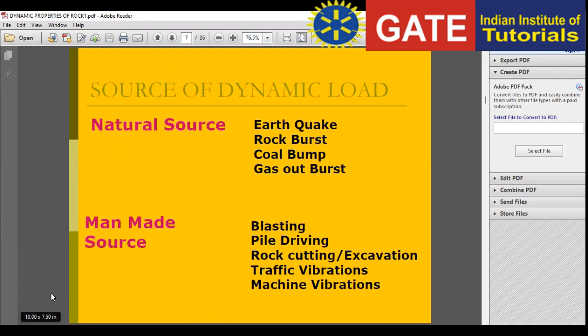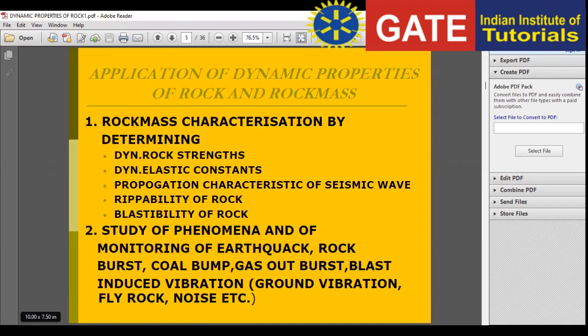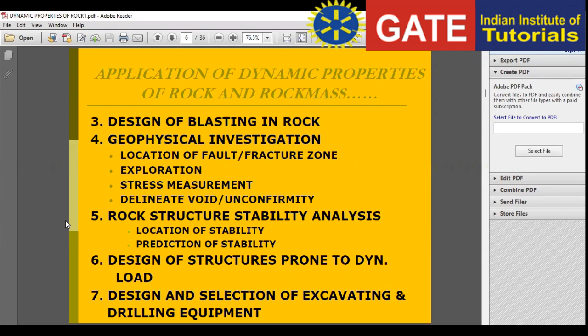So what are the sources of the dynamic load? This is not that important, compared to what the applications of the dynamic properties are. So just go through it once for understanding purposes. From the exam point of view, whenever I encounter something important I will inform you. From this topic, the most important are the seismic waves, the types of seismic waves, the ground vibration, and the peak particle velocity (PPV). That is the only important part. So just go through the application of the dynamic property of rock and rock mass once.